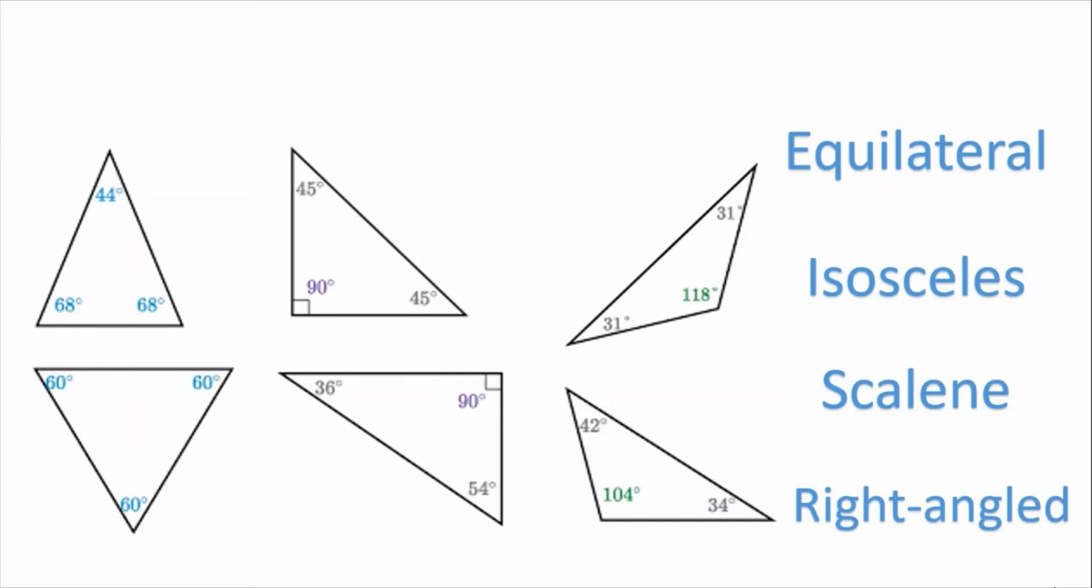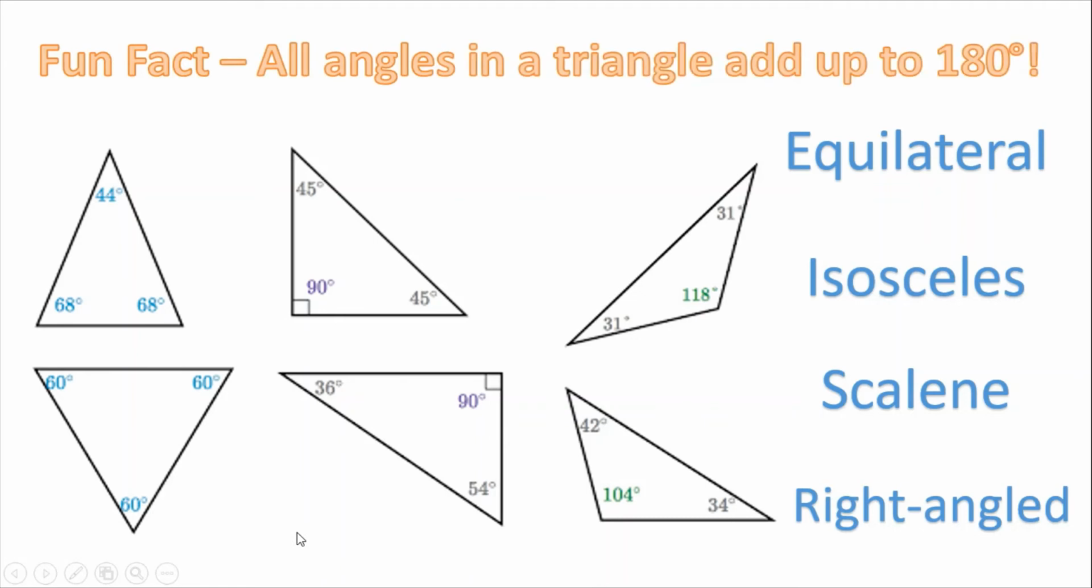Now, I've got a fun fact for you. All angles inside a triangle add up to 180 degrees. In a full circle, we have 360 degrees, but in a triangle, all the angles have to and always add up to 180 degrees.